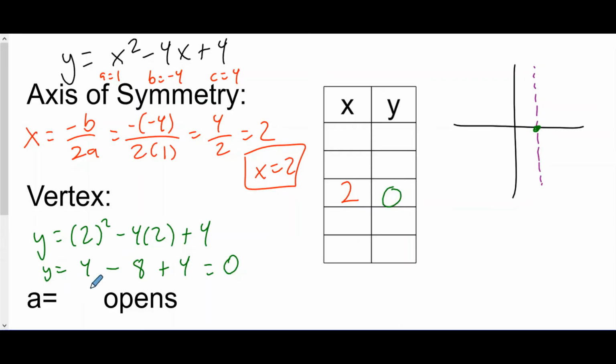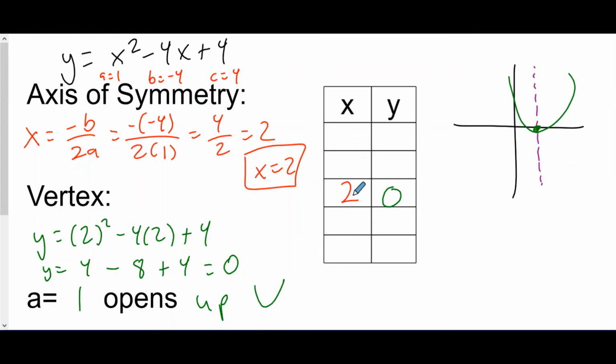A is what? 1. So if it is 1, would it open up or down? Well, it's positive, so it's going to have to open up. So I know my graph is going to look like that. But I want to know where the other points are, so I want to fill in some values to the left and the right of the vertex.